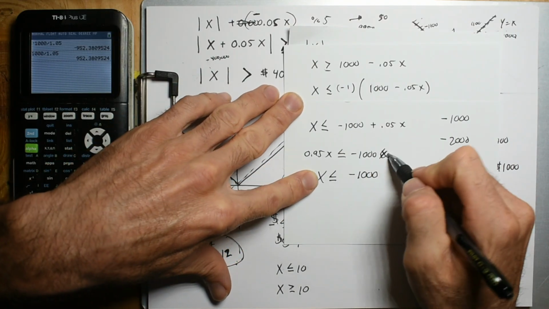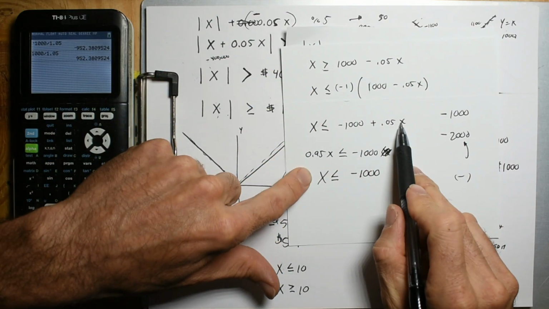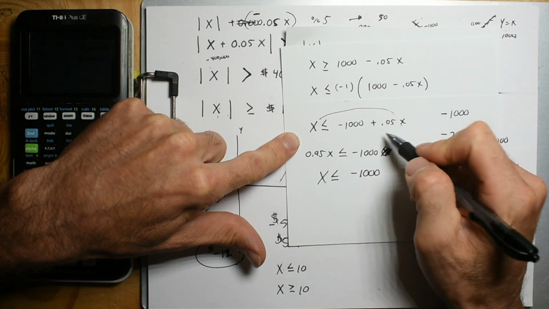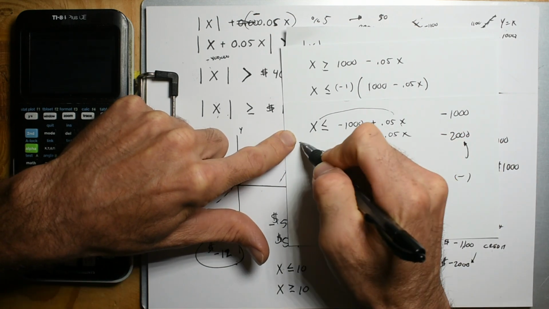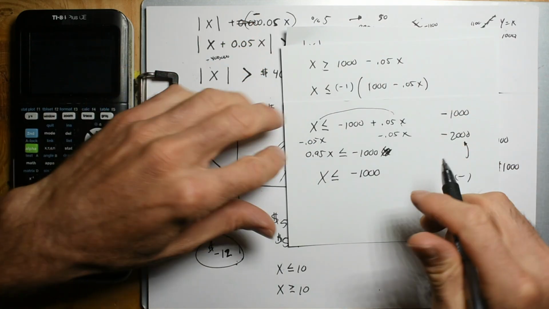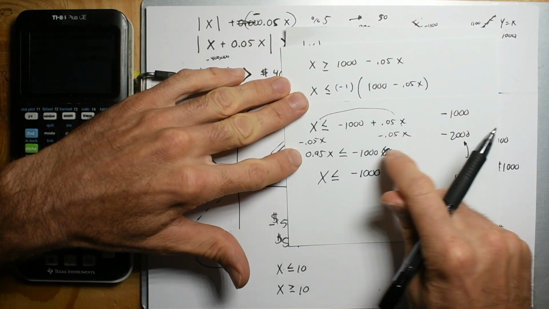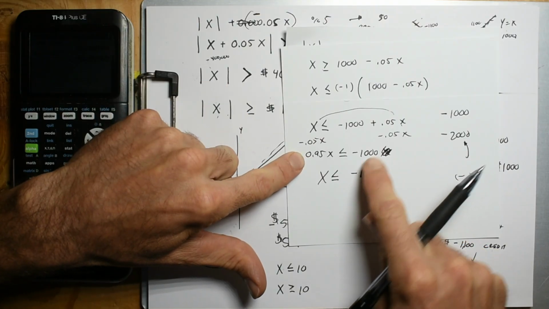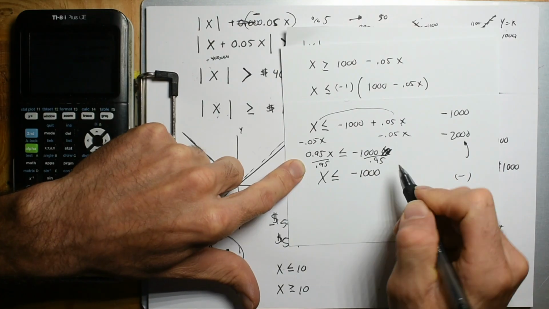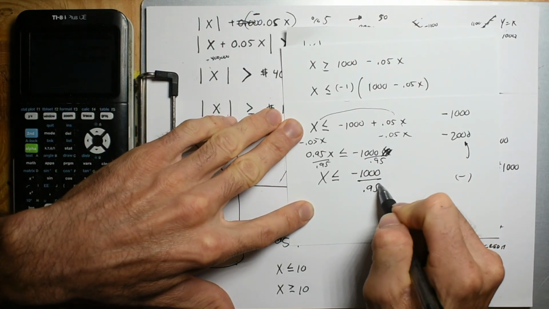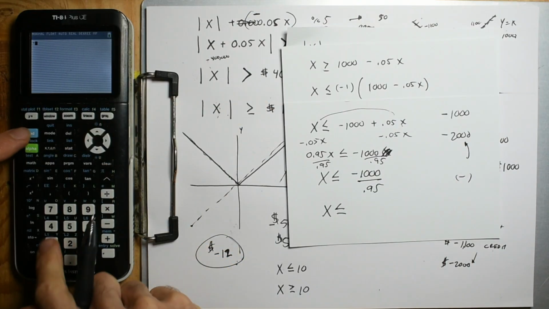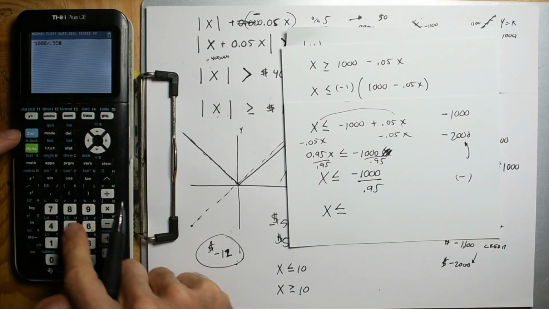Sorry, there's no x here. So I got this x to the other side by subtracting it from both sides of the equation. That's what the pros do, and that's what you're doing. Cool. And then I just have this negative 1,000 here. I'm going to divide both sides of the equation by 0.95, and that's the next step. And so I have x is less than negative 1,000 divided by 0.95.